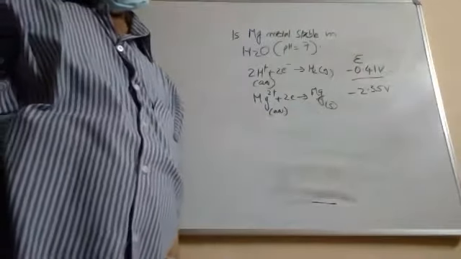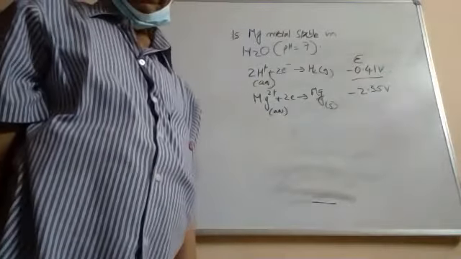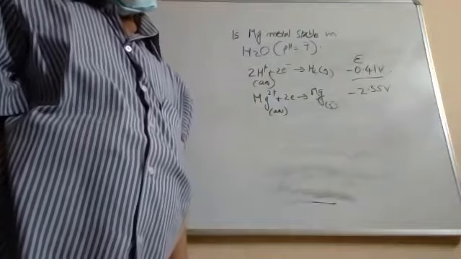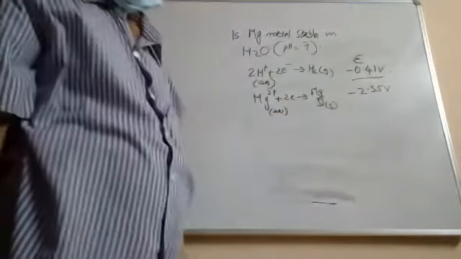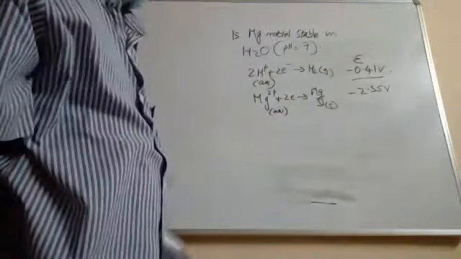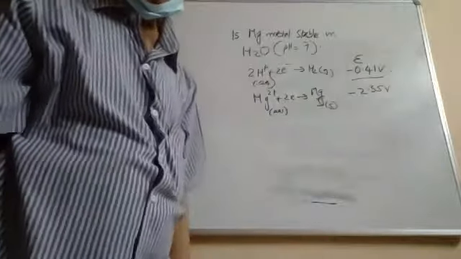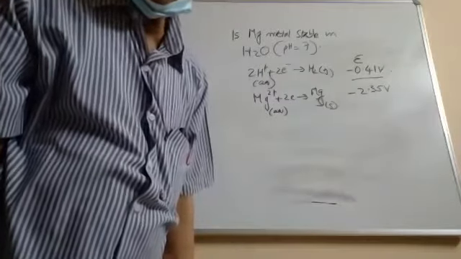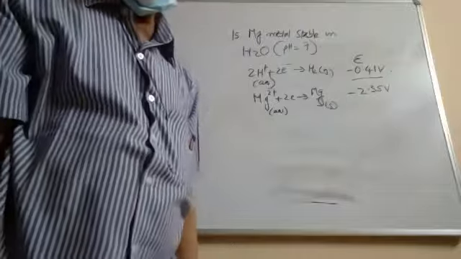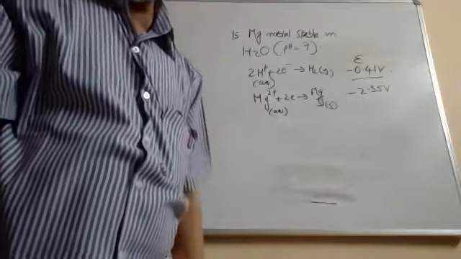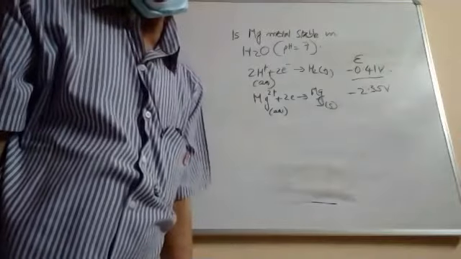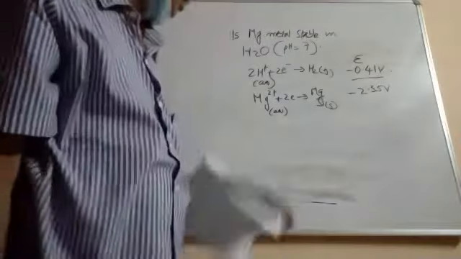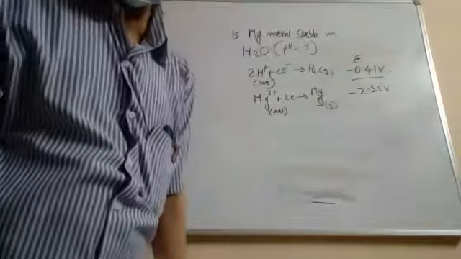How do we do this? So for the magnesium to be stable, it should not reduce water. If it reduces water, then the magnesium gets oxidized and it won't be stable. So we're now looking at a reaction in which the magnesium is oxidized to magnesium 2 plus, and the water or the protons are reduced to hydrogen gas.